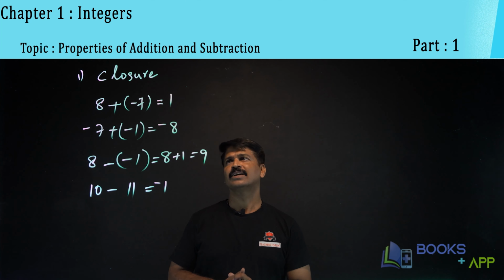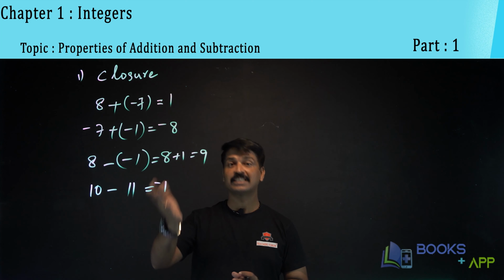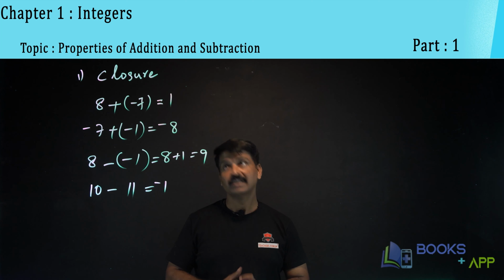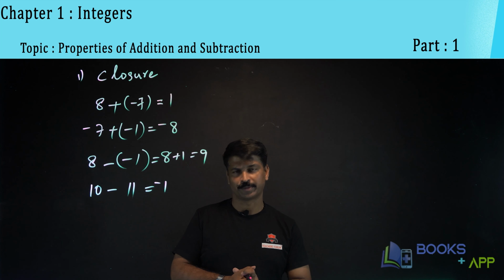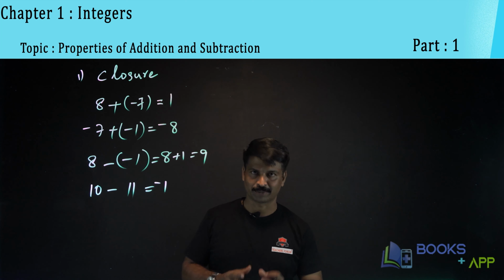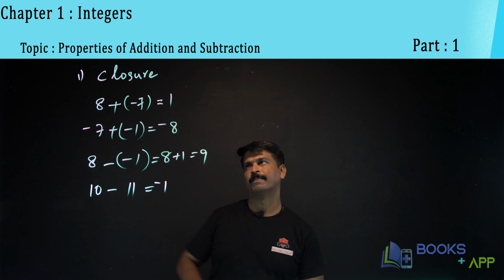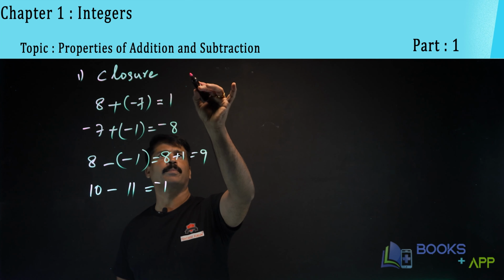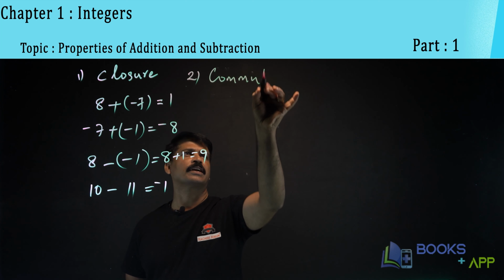So we say that when we add or subtract any two integers, the answer will always be an integer. That is called the closure property. Now I think it is clear to you what closure property is. When two integers are added or subtracted, the result will always be an integer. That is called closure property. Now let us see the next property, the second property. The second property is called commutative property.